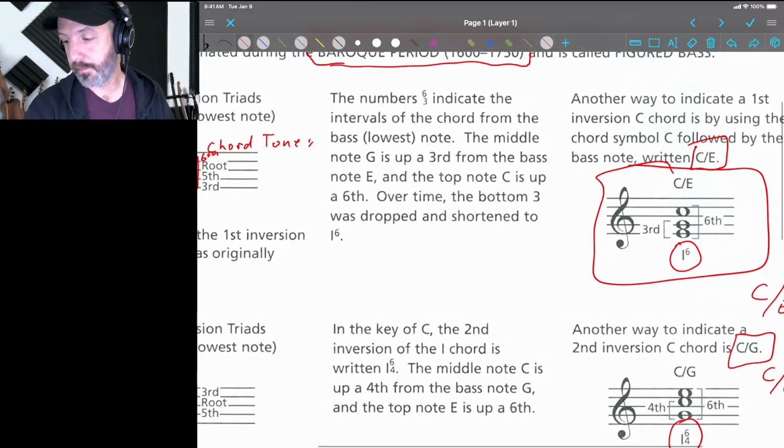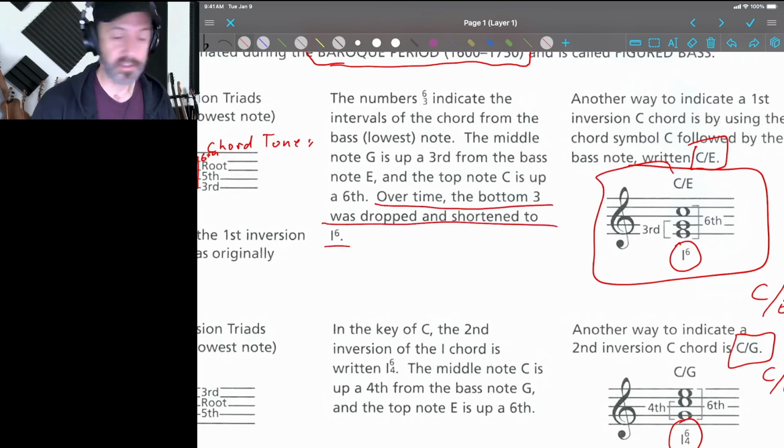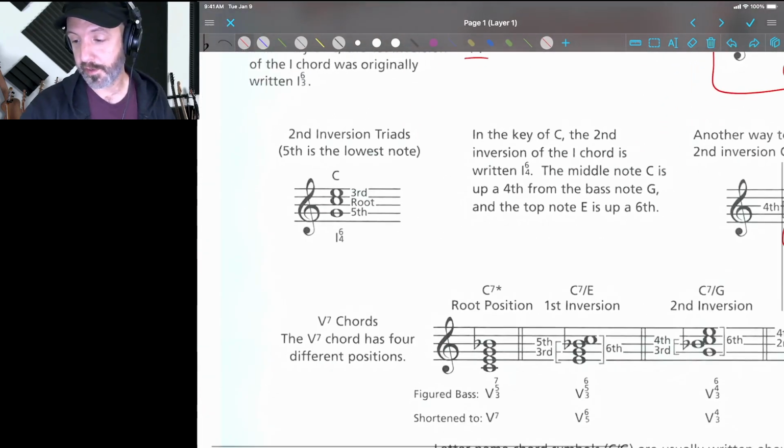Oh yeah, we kind of glazed over that. So why don't they call it a 6/3? Well, because they just got rid of the 3 over time. It's kind of an engineer's spirit. It's like, how efficient can we make the notation, right?